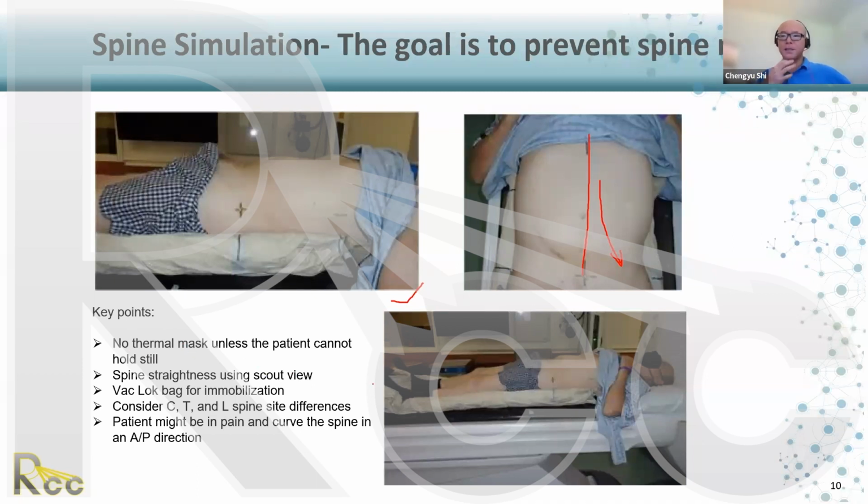So usually we don't use a small mask unless the patient really cannot hold it. If they're shaking on the table, that's not good. And again, spine straightness and vacuum lock, and consider where the spine disease is. Maybe the C-spine, T-spine, or L-spine. For the C-spine, you may pay attention to the curvature of the head and the neck. And for the T-spine and L-spine, the straightness is also important. And the patient may be in pain. So like I said, the curve of the spine in AP and PA, anterior-posterior directions.